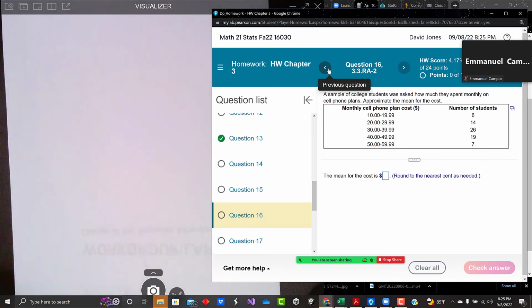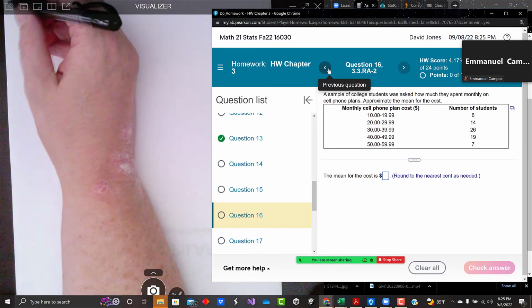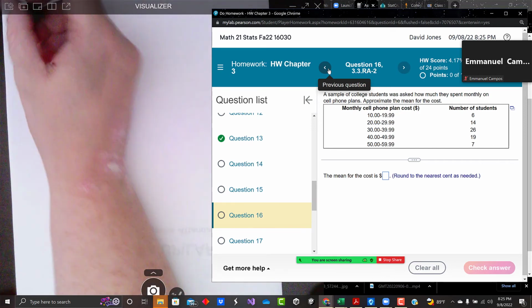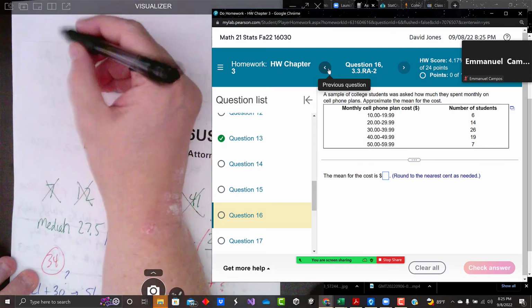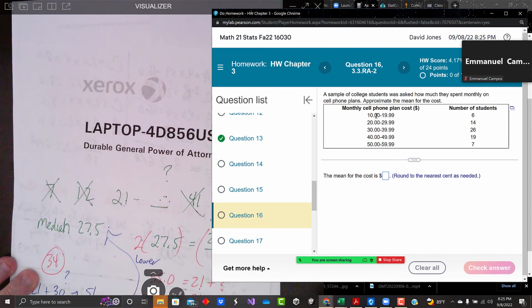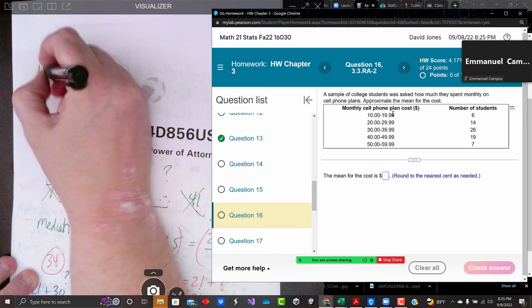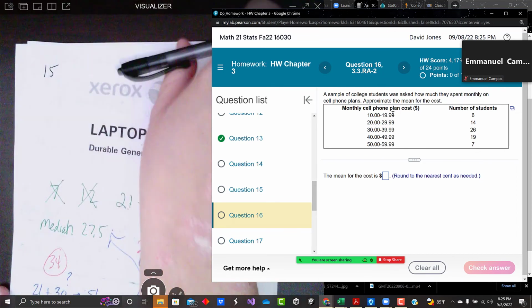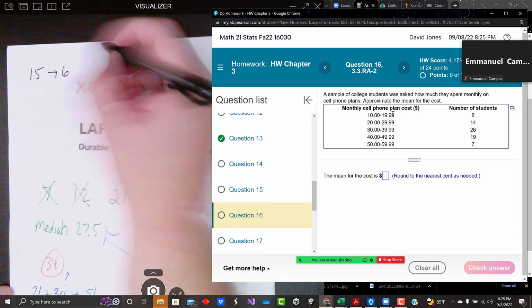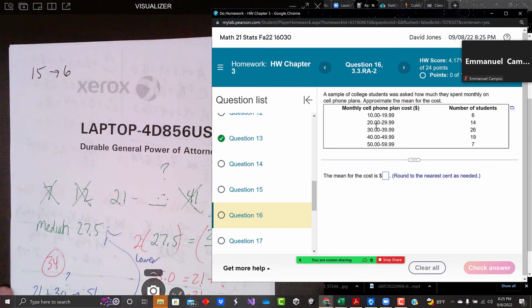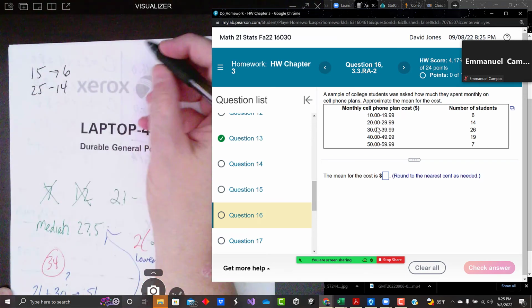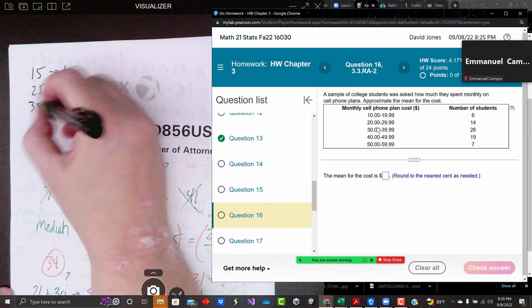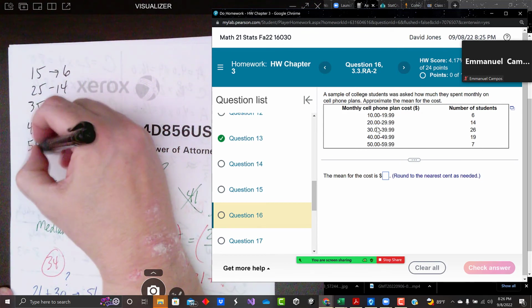Let me make a list of questions I should go over next week on Tuesday. Just for your information, when you get to this one, what they want you to do is take the middle value. So between 10 and 20 is 15, and that's got 6 students. Between 20 and 29.9, or really between 20 and 30, is 25, and that goes with 14. And you're going to go down the list and find those middle values.